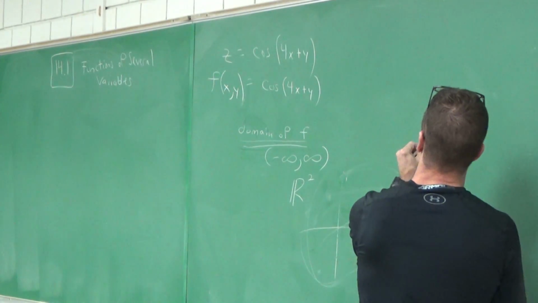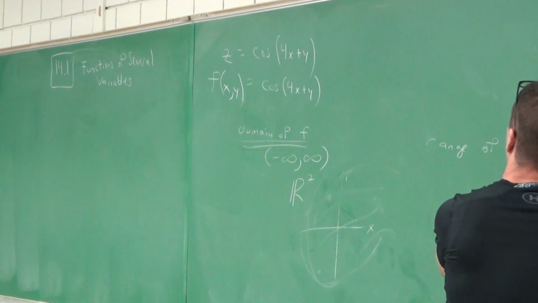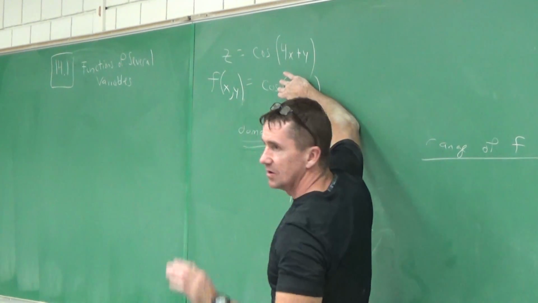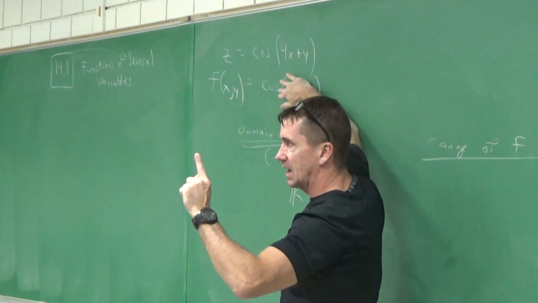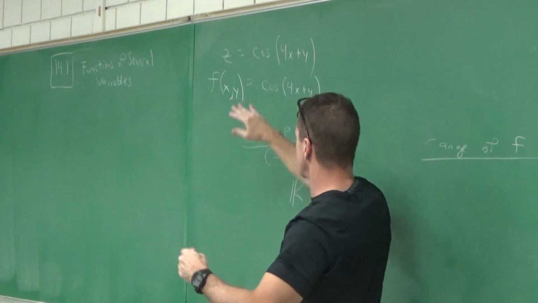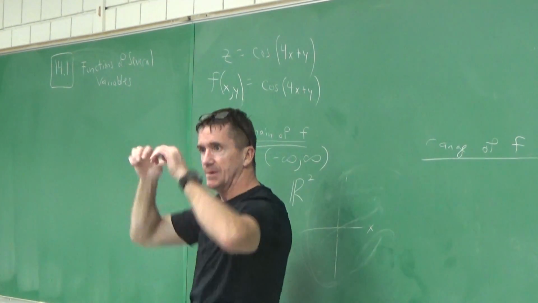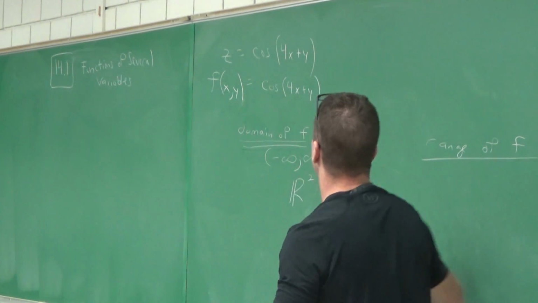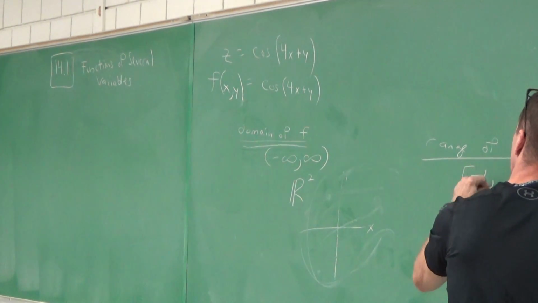The range is a different story. What's the range of this function f? What do we know about cosine? Now we're thinking about z. Z equals cosine. What's the highest cosine ever gets to? The highest is 1, the lowest is -1. So there's our range. This has a limited range. The range is what z is allowed to be, but domain was what's going on with x and y, the xy plane. So for the range, I'm just going to write -1 to 1.